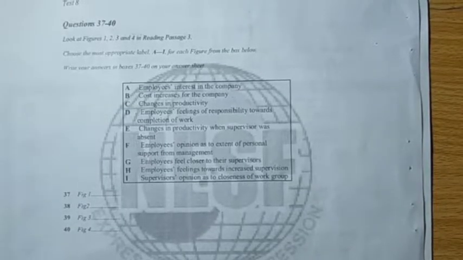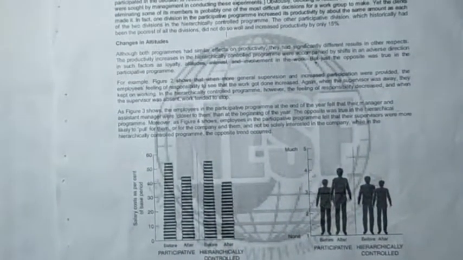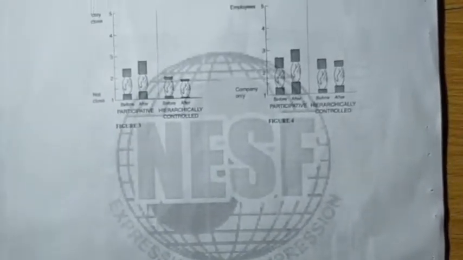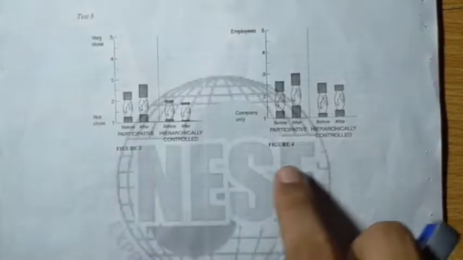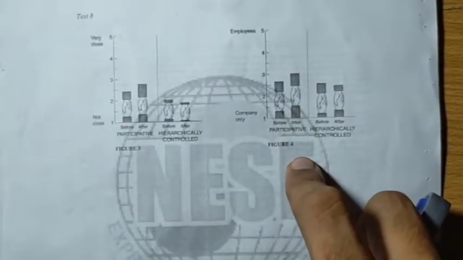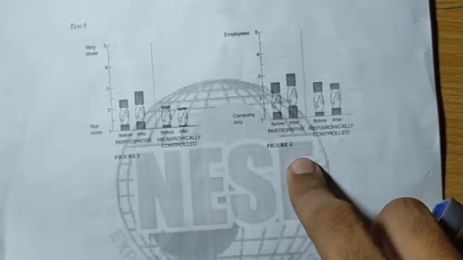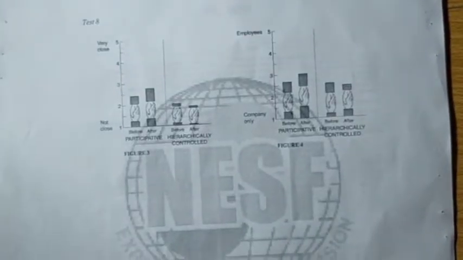I'll show you the figures. Here is figure 1. The next one is figure 2. And the other figures are on the other side of the paper: figure 3 and figure 4. So there are paragraphs about these figures. Firstly, we'll have to read these paragraphs so that we may be able to understand what the question is about.